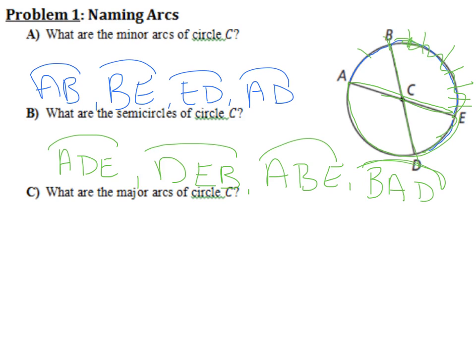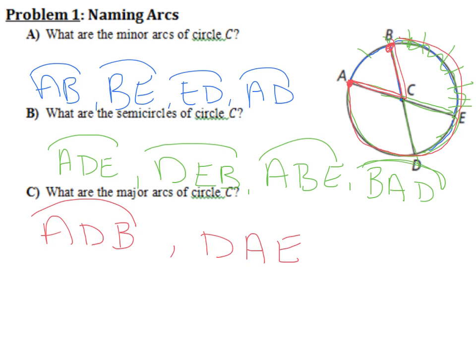And then I have my major arcs. So looking at my major arcs here, if I look at this picture, the major arc starts at A, and then goes around the long way. So this would be A, D, B. Your two endpoints have to be where it starts and ends. Another major arc could be D, A, E. So those are my major arcs.